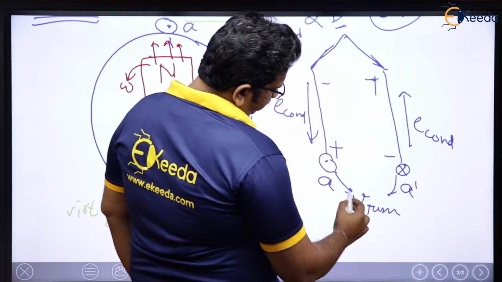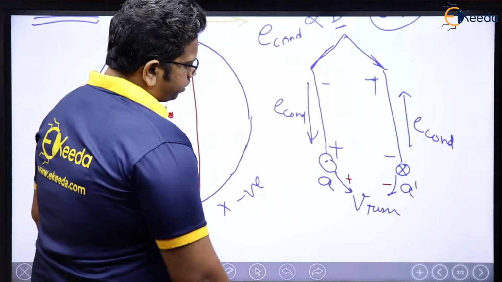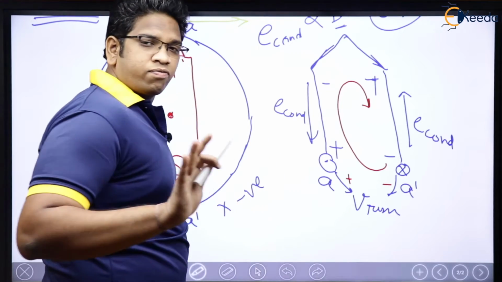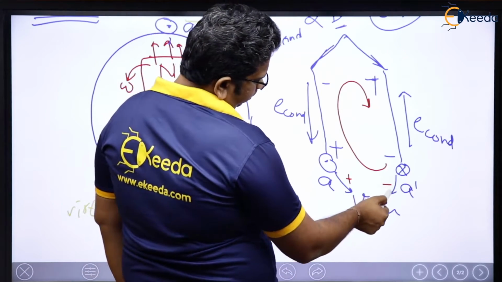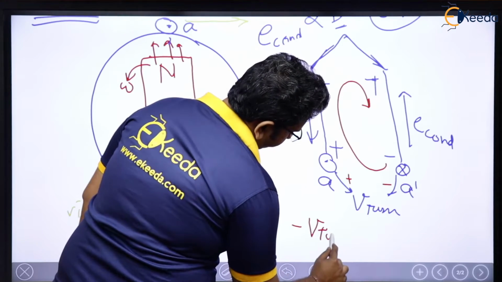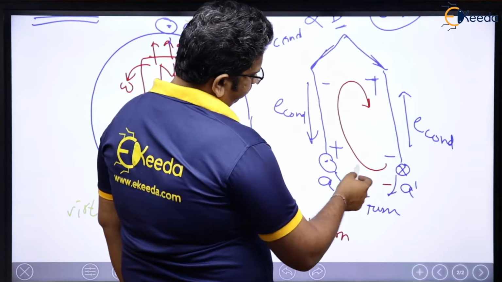Do you agree that this V turn will also have positive and this will be the negative one? Let me flow one imaginary current through this, just for the sake of applying KVL. We know that. Now, what is the first sign test here? The first sign test here is negative. This is going to be minus V turn.